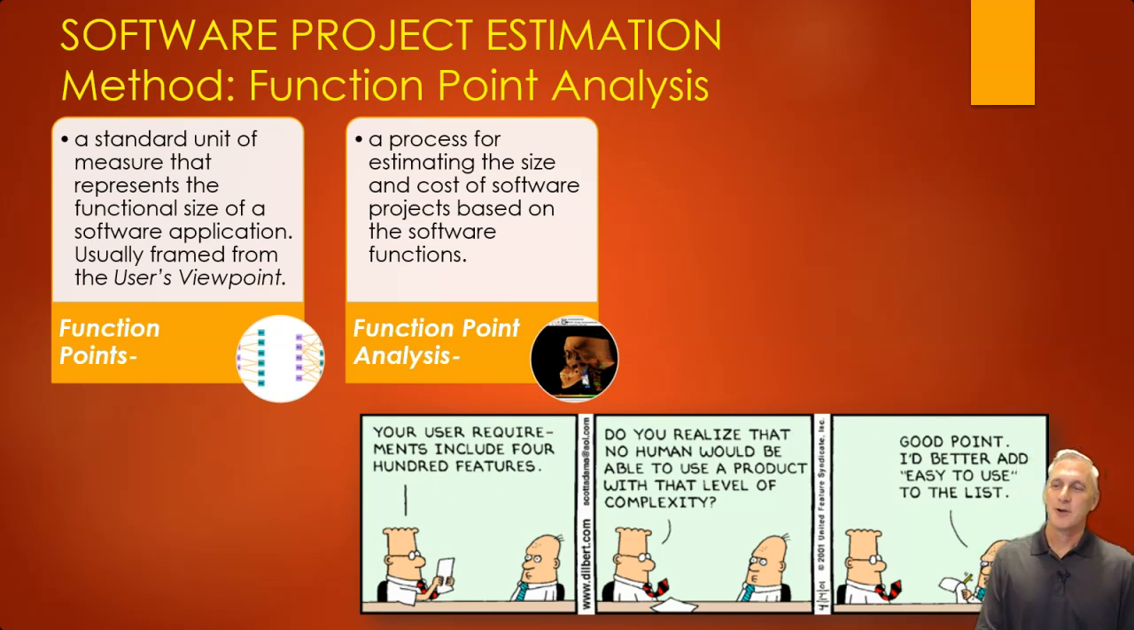But it's absolutely true. The complexity of the software not only affects users, but it also affects the project. And so there have been some schools of thought that have done analyses and tried to do estimations of software projects based upon those complexities, or more specifically what they call function points. It's a standard unit of measure that represents the function size of any software application.